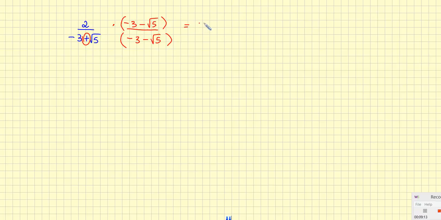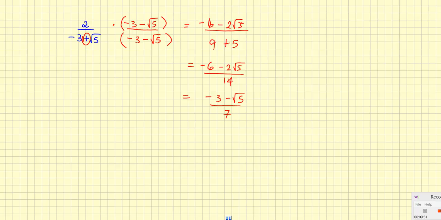So this would go to negative 6 minus 2 root 5 over negative 3 times negative 3 is 9, and negative 5 times negative 5 is positive. Negative root 5 times negative root 5 would be positive 5. So this would go to negative 6 minus 2 root 5, all divided by 14. And all of that can be divided by 2. So it would go to negative 3 minus root 5, all divided by 7.